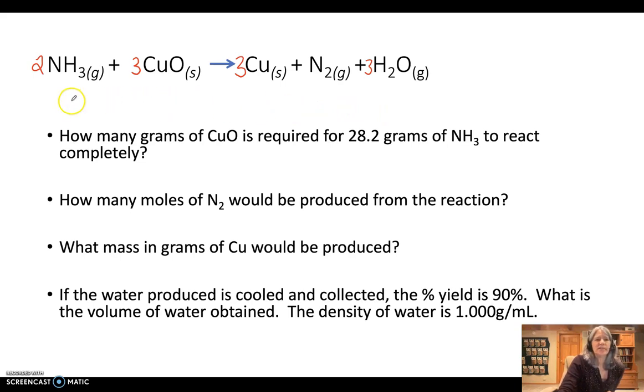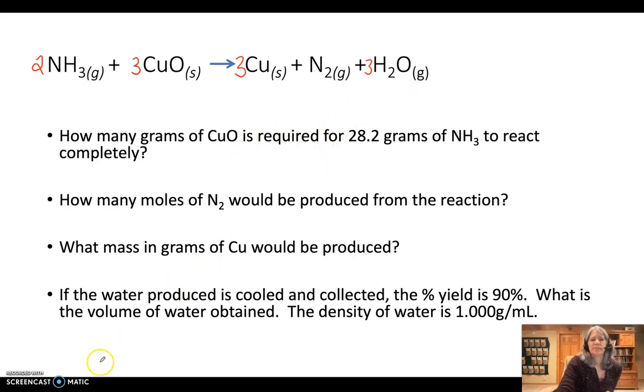So let's just check that again. We have 2 nitrogens here. We have 2 nitrogens here. We have 2 times 3 is 6 hydrogens here. We have 3 times 2, 6 hydrogens here. We have 3 coppers, and we have 3 coppers, and we have 3 oxygen, and here we have 3 oxygen. Okay, so now that we have the balanced equation, we can use it to solve problems.